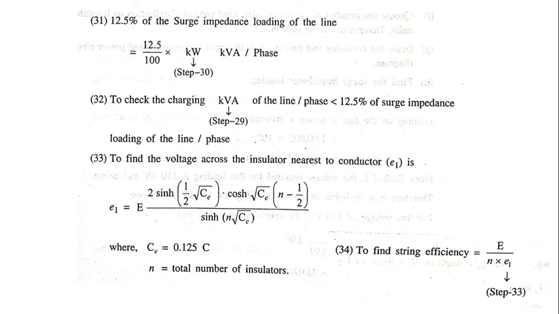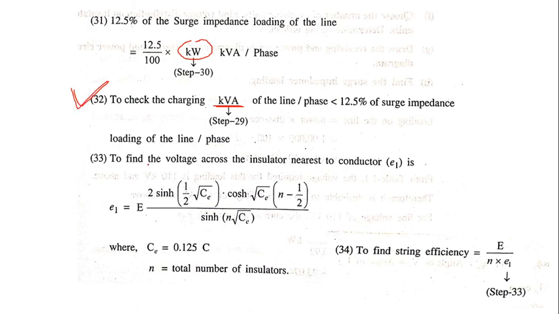Now 12.5% of the surge impedance loading for the line, so we can easily define 12.5 divided by 100 into kilowatt, that is in step number 30, whatever the kilowatt we have, and kVA per phase. To check, the charging current in kVA that we already found for the line per phase should not exceed 12.5 percentage of surge impedance loading. Okay, so we need to check this also.